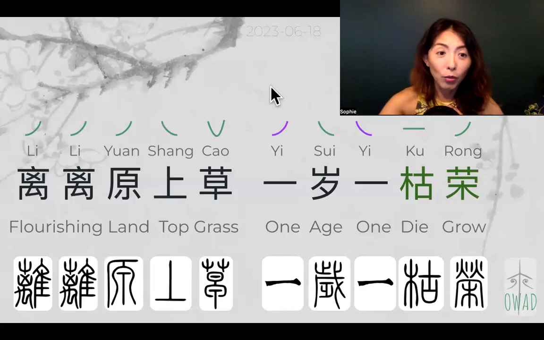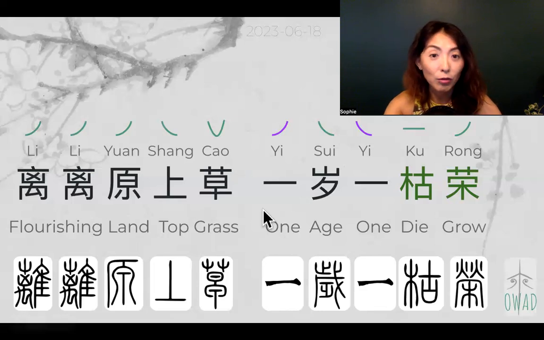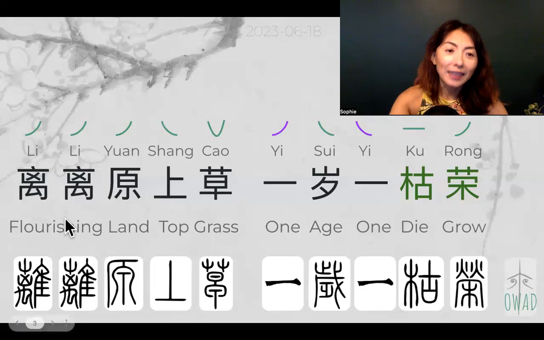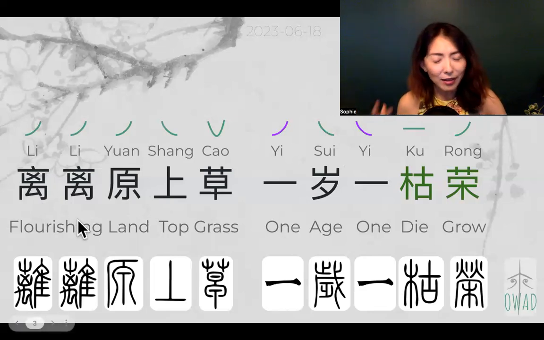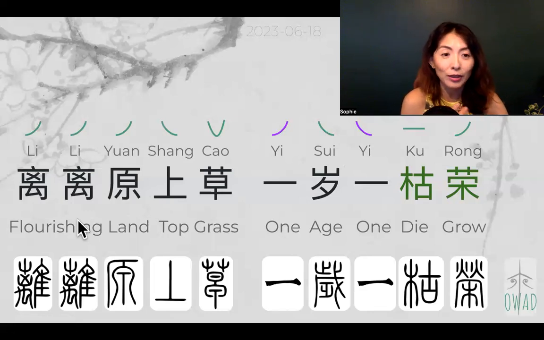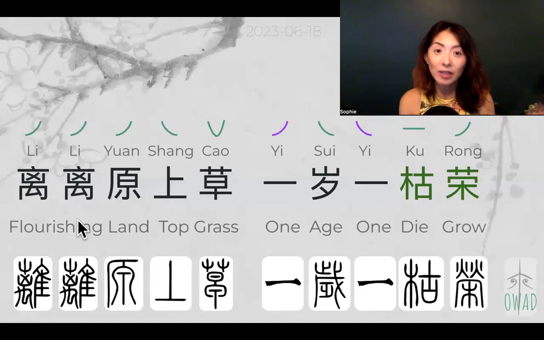Okay, so we are talking about the grass. Grass is the main character here. 离离 is describing how the grass looks, and 原上 is describing where the grass is at. Okay, 离离, that's an ancient Chinese expression, because nowadays we don't really use 离离 in this way. We actually don't use 离 and 离 right next to each other.